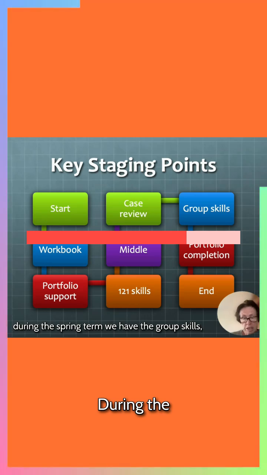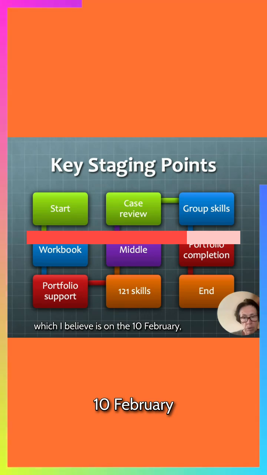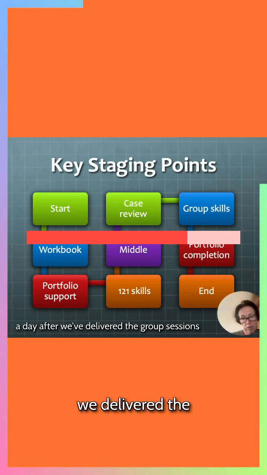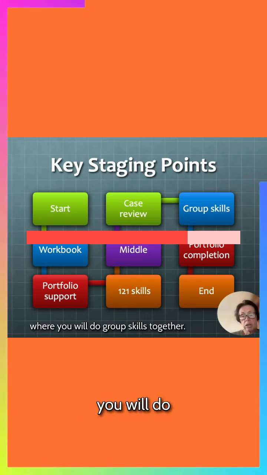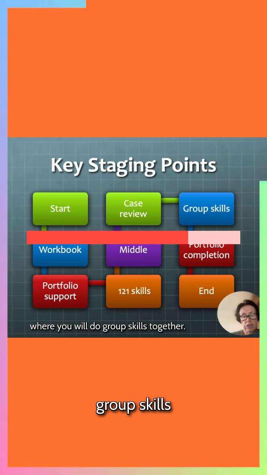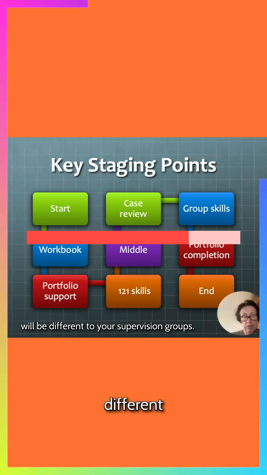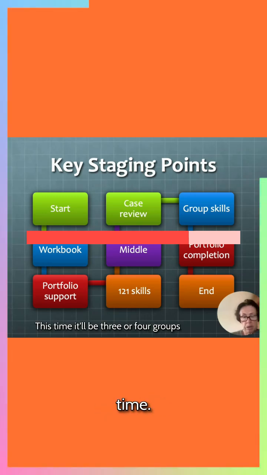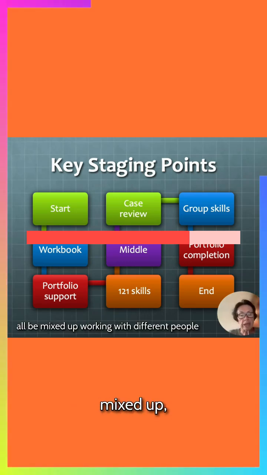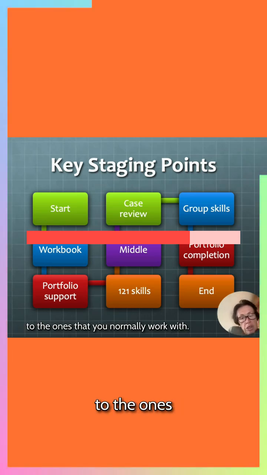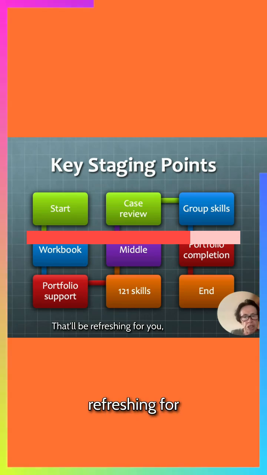During the spring term, we have the group skills, which I believe is on the 10th of February. A day after we've delivered the group sessions, you will do group skills together. So we'll divide you into 4 groups. It'll be different to your supervision groups this time. It'll be 3 or 4 groups, depending on the size of the group. You'll all be mixed up, working with different people to the ones that you normally work with. So that'll be good. That'll be refreshing for you.